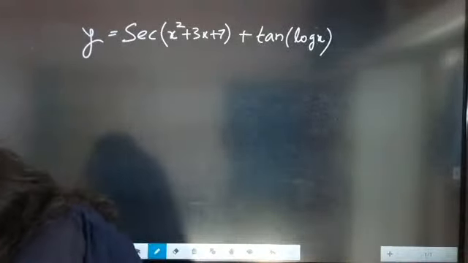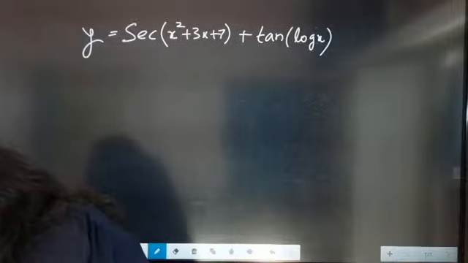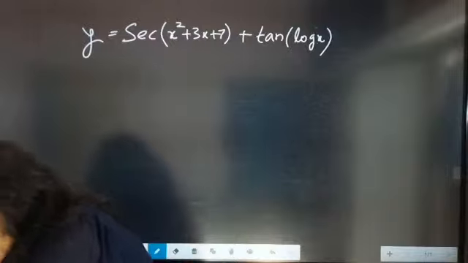Very good. Secant x, Saru, there only you made a mistake. You wrote one extra x. That x is not needed, Saru.